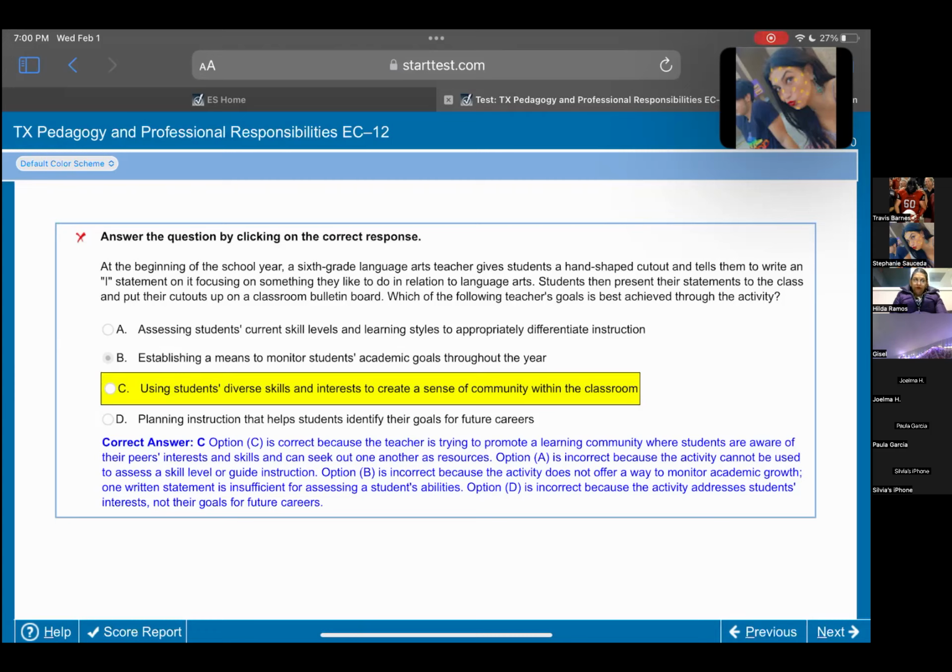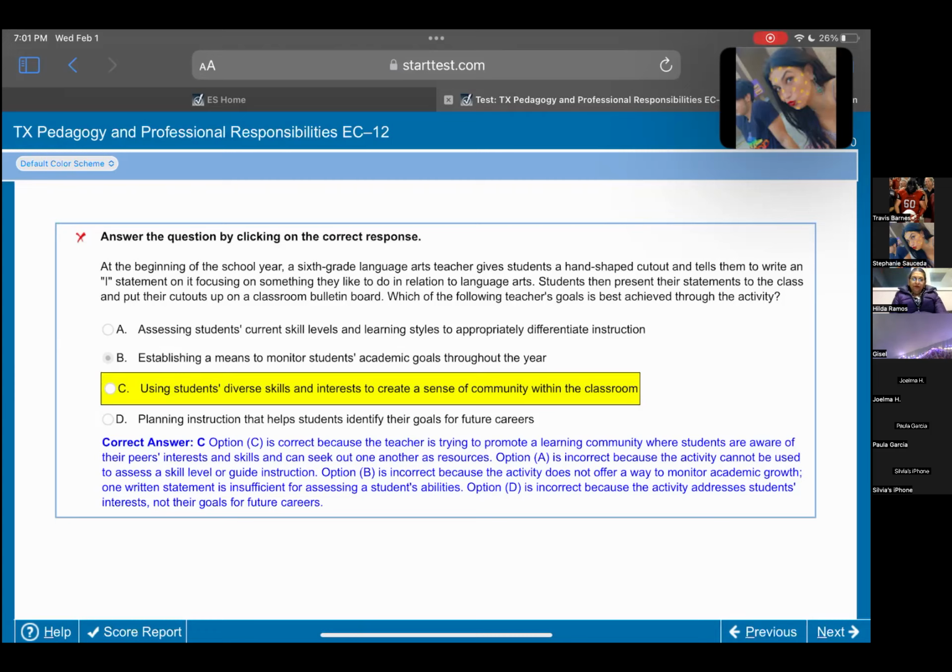Even if she wanted to, this teacher could assess them for writing skills, like basic grammar, or for oral language proficiency while they're presenting their statements. But that's not what the scenario told us. Her goal is strictly to find out what they like to do in relation to language arts. It's because you like to do things you're good at. I like to do things I'm good at. She wants to know what they know that they are good at, because we like what we're good at.